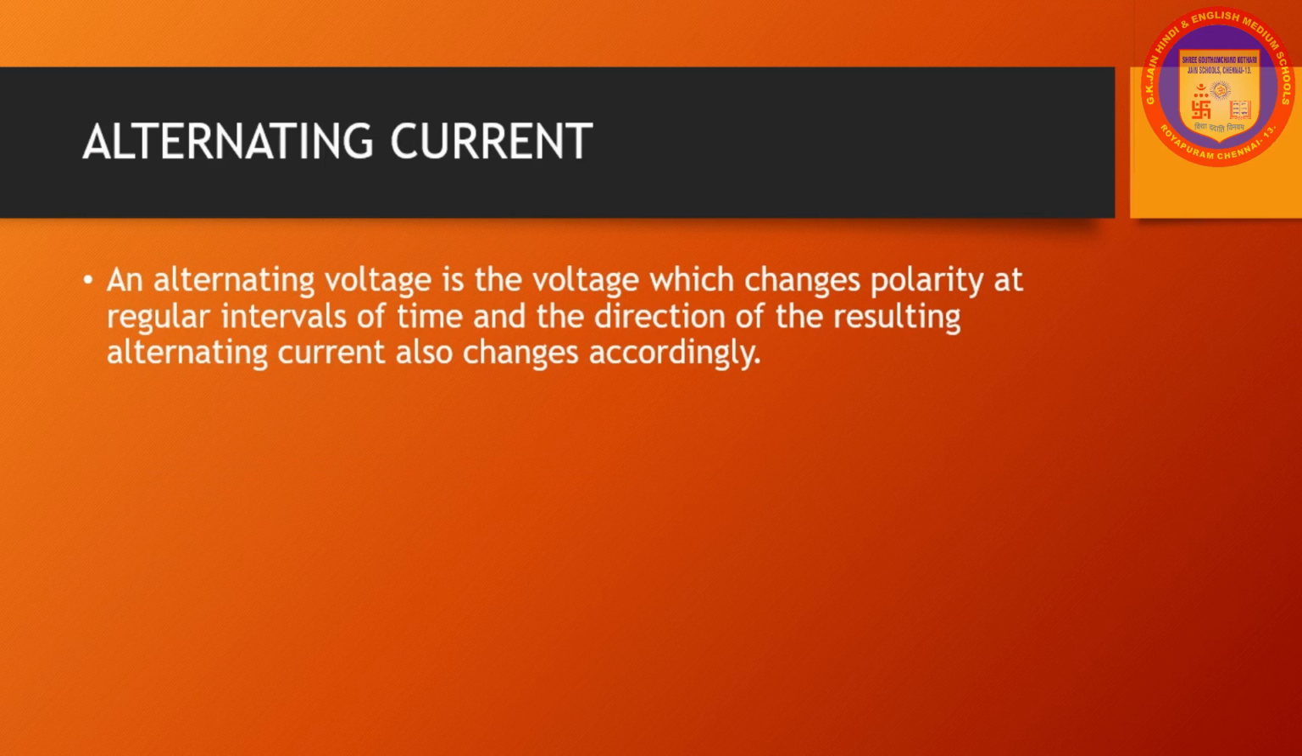Whenever there is a change in the orientation of the coil with respect to the magnetic field, an alternating EMF is induced and hence an alternating current flows in the closed circuit. An alternating voltage is the voltage which changes polarity at regular intervals of time, and the direction of the resulting alternating current also changes accordingly. Now it is shown in the diagram.